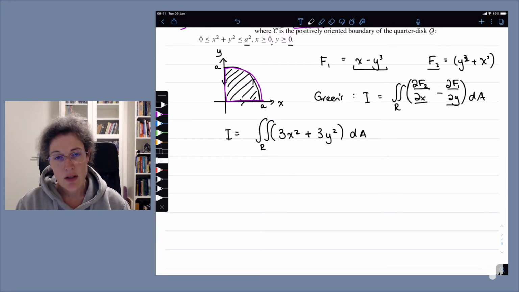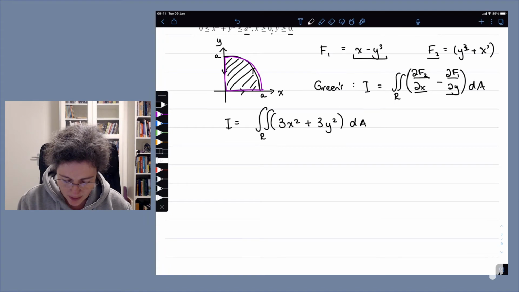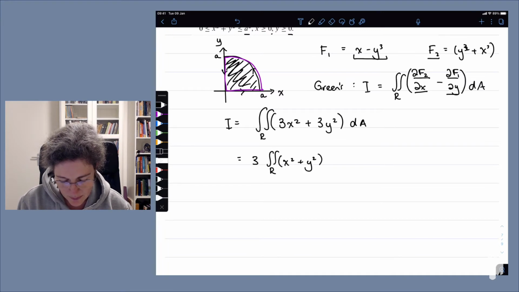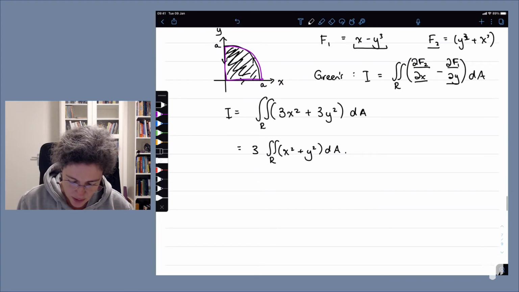And suddenly this is starting to look like a much nicer integral. I mean, we know really what to do with this. Pulling out the 3, what we've got is the integral over this whole region here of x squared plus y squared. And at this point I hope that you immediately think, polar coordinates might be useful here. So let's switch.